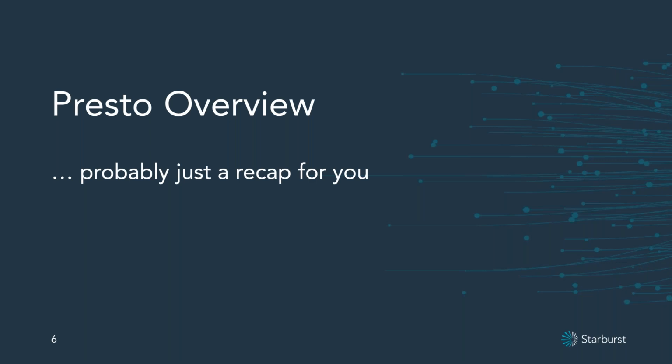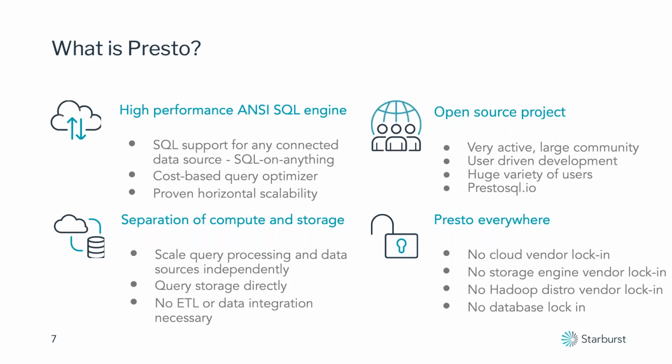Just before we dive into the advanced SQL stuff, a quick overview for those of you who are new to Presto. Most of you probably know about Presto already, but I'm going to give you a quick recap. So what is Presto? Presto is a high-performance ANSI SQL engine. It is a distributed query engine. It supports SQL as the query language for all sorts of connected backends. It has a cost-based optimizer, and it's proven to scale horizontally in massive clusters up to many thousands of machines, many hundreds of thousands of users.